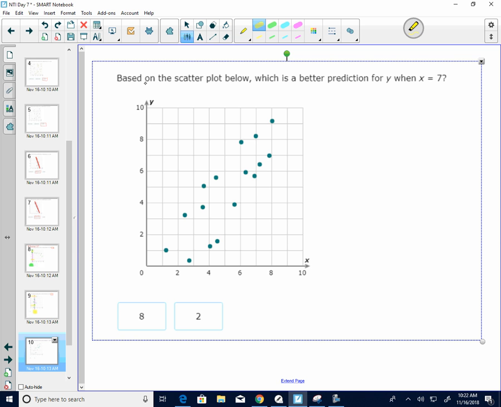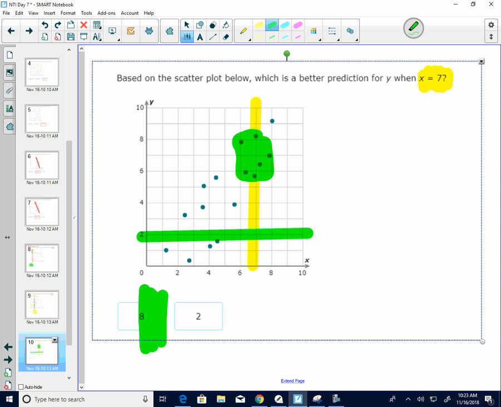This one is asking for a better predictor when x is 7. X is 7 right here on this line, and where are most of our points clustered? When x is 7, right here, anywhere from 6 to 8. There's absolutely none down here close to 7 when it's 2, so it can't be 2. So when x is 7, our best guess would be that y would be 8.